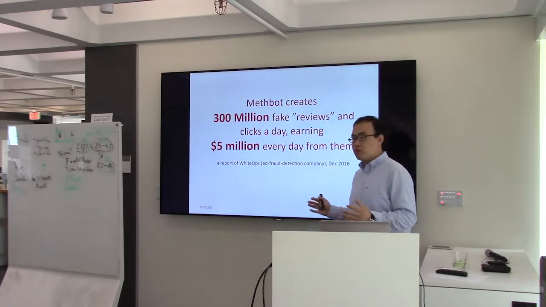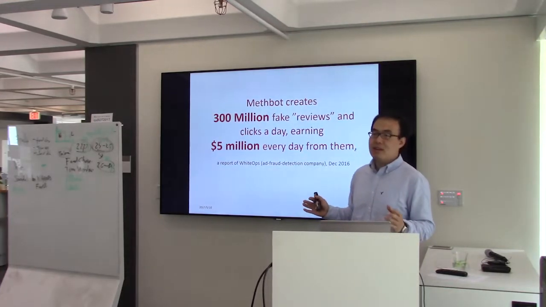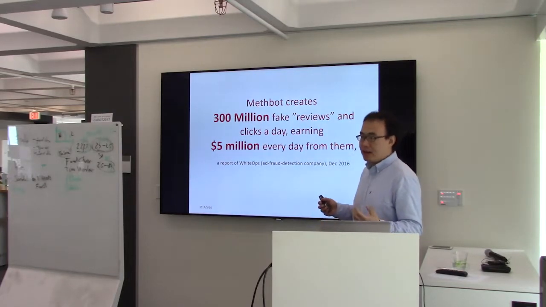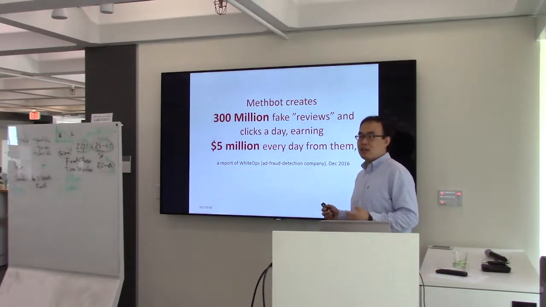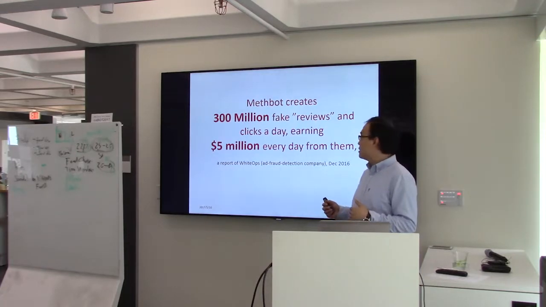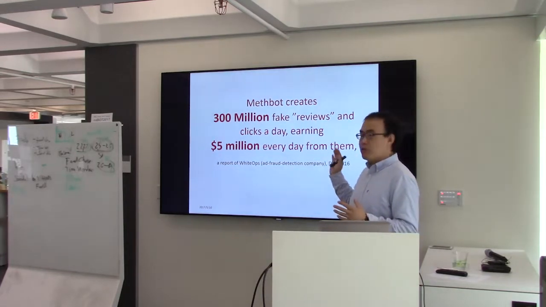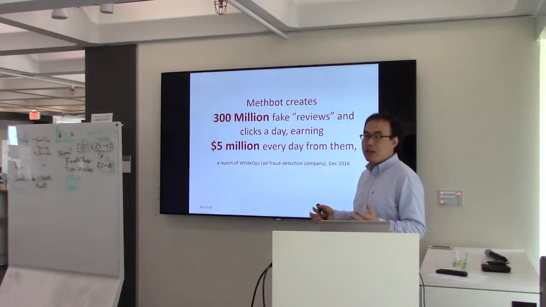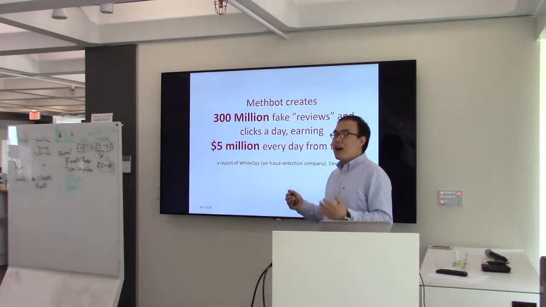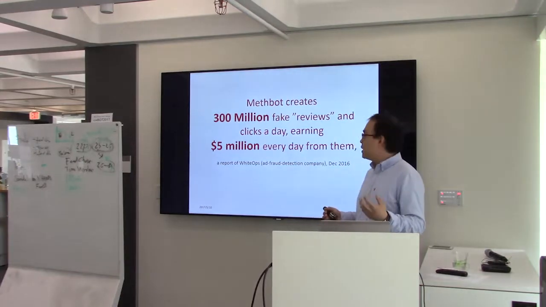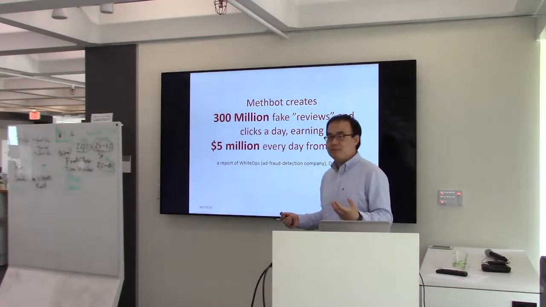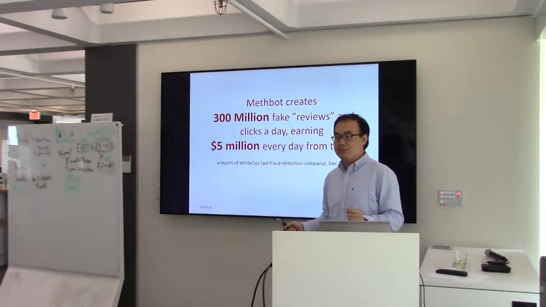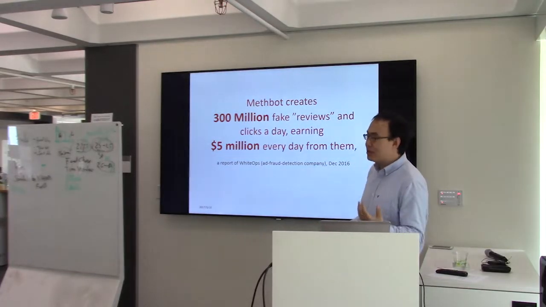So actually, there's a report from 2016. There's a company called WebOps, which is an ad fraud detection company. They found that there is a group of people named MathBot who create 300 million fake reviews every day and earn $5 million every day from them. So it's a very big issue right now. So as data miners, what should we do?